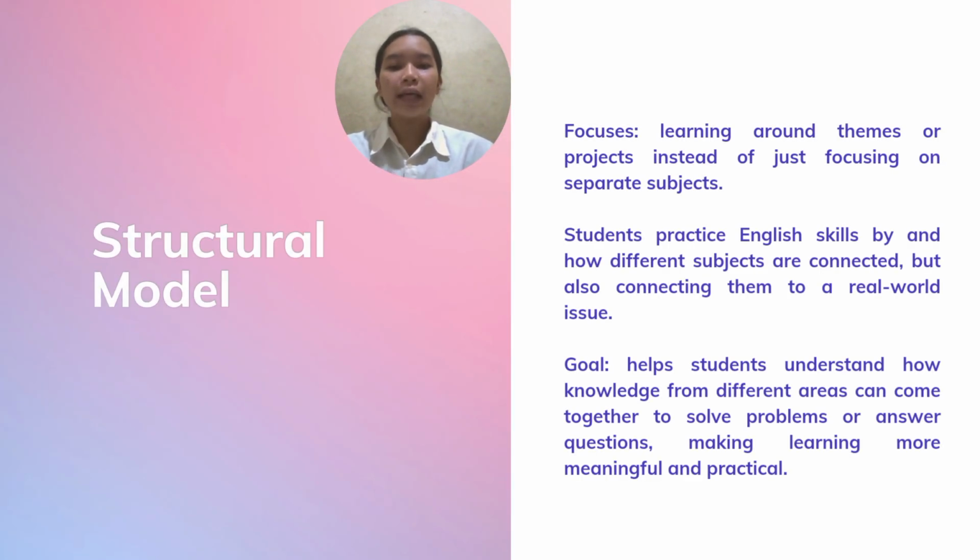And the fourth is structural model. This model focuses on learning around themes or projects instead of just focusing on separate subjects. For example, instead of only learning English and science or civics separately, students might work on a project about topics such as homelessness or pollution and then write a report or create a presentation to explain the solutions. They can also practice speaking skill by discussing their ideas in group debates or delivering in front of the class.